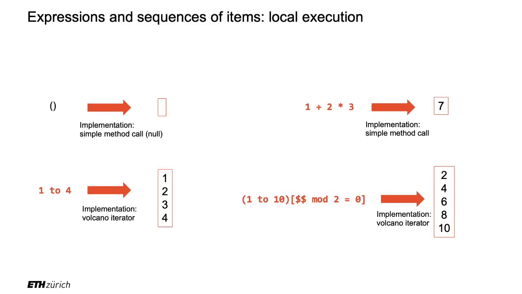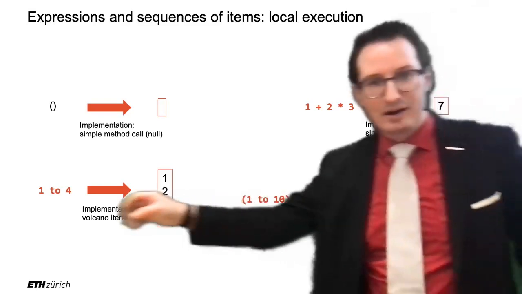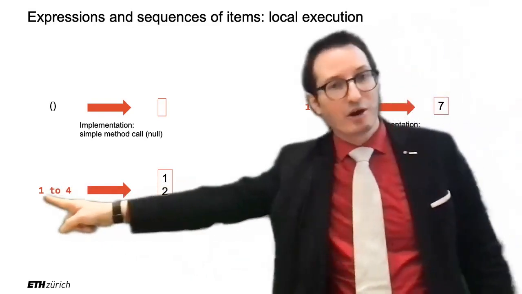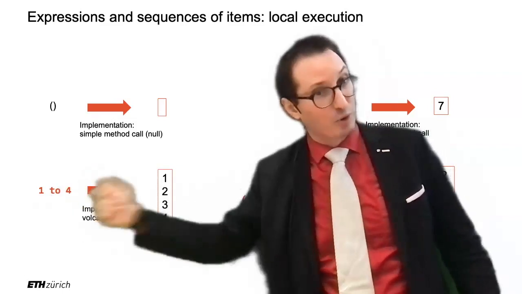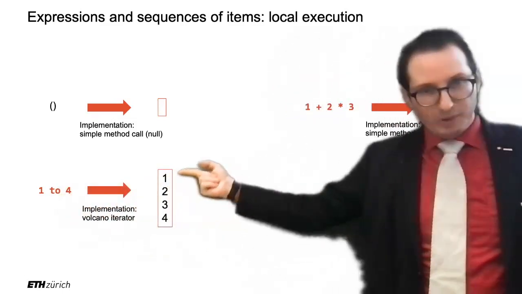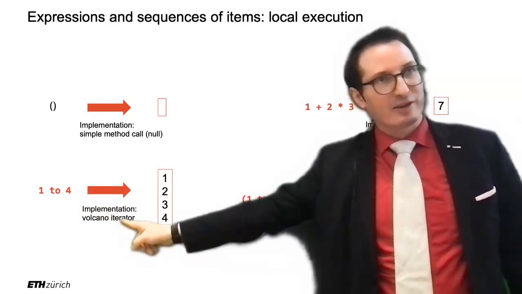In some other cases, like this, it's small enough because there's only 4, it figures out that it's a rather small number. So it's going to iterate. Who knows what a Volcano iterator is?